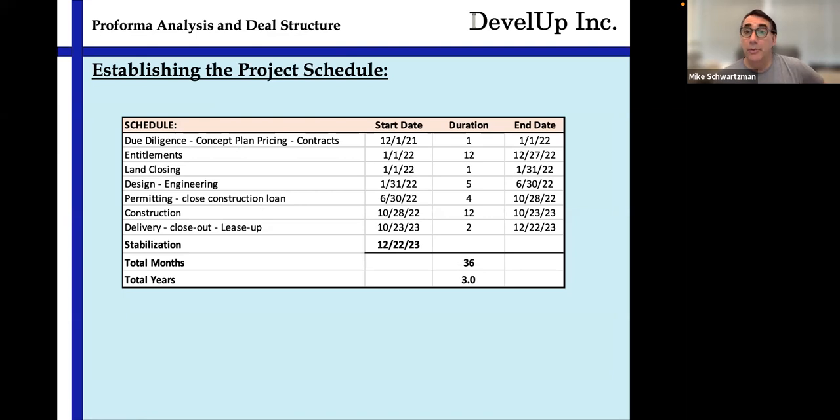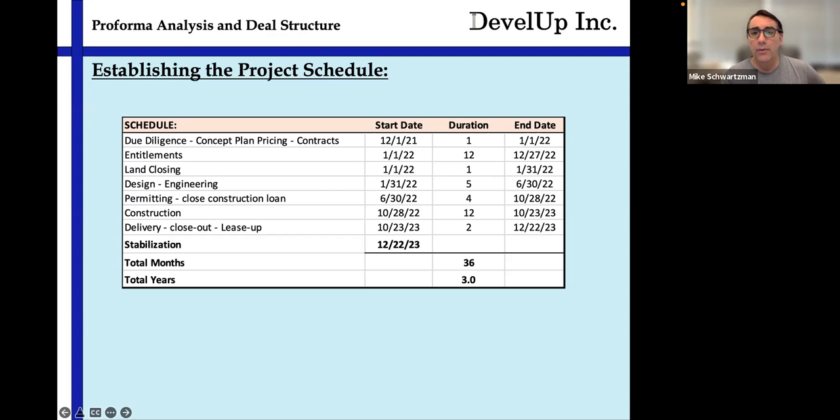Now, as we bring everybody on board in the project, the one thing we're trying to do is get everyone's opinion of how much time they need to do their job, from the due diligence period, the entitlement period, closing, design engineering, permitting, construction, delivery, lease up, close up, et cetera. In this little fictitious exercise for the small building, I'm thinking it might take 36 months, 3 years. Once we've defined that, what I want to point out is I've shown here where we might do entitlements that take 12 months, but then I'm showing land closing at that part right at the beginning.